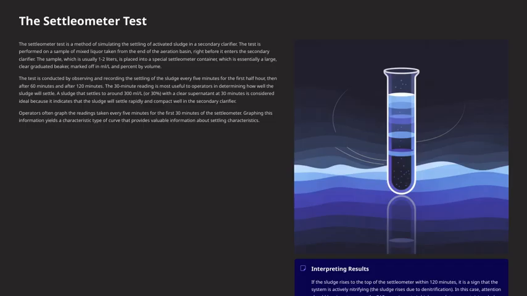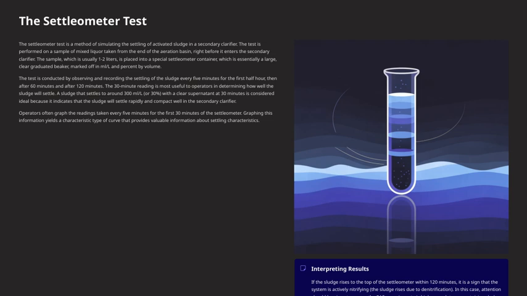The test involves monitoring the sludge's settling behavior over time. We observe and record the settling every 5 minutes for the first half hour, then again at 60 minutes and 120 minutes. But the most critical reading is at 30 minutes. If, at that point, the sludge has settled to around 300 milliliters per liter, or about 30%, and the supernatant is clear, that's considered ideal. It indicates that the sludge will settle quickly and form a compact layer in the secondary clarifier.